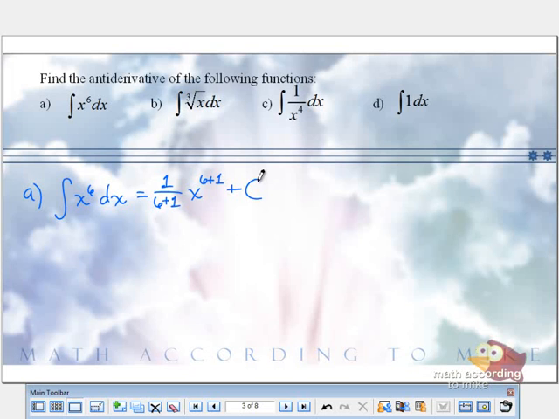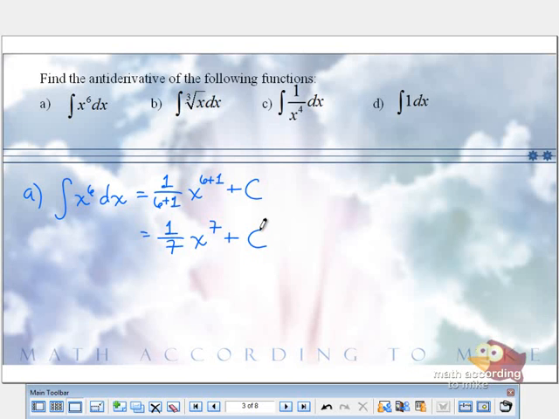Whatever number you have for n, just put it in for n in the formula. What is 6 plus 1, class? 7. So this is 1/7 x to the 7 plus c. And again, you can check if you differentiated the answer. 7 times 1/7 is 1, and take 1 off the exponent. And the derivative of a constant is 0, so notice you just get x to the 6th.